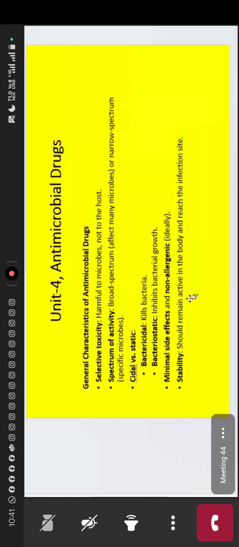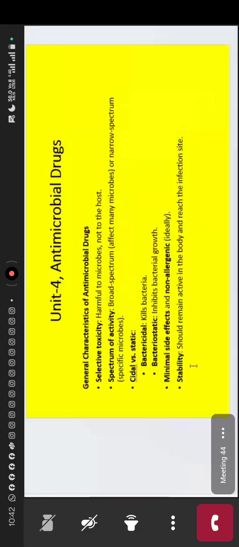For example, if a person is infected with Mycobacterium tuberculosis and the person has TB, if you give them a bactericidal drug, the Mycobacterium tuberculosis will be killed by the bactericidal agent. But if you prescribe a bacteriostatic drug to that patient, it means the bacteria is not killed, but it will not grow further. It inhibits the growth only, right? So we have two terms, static and cidal. Static means it stops the growth, and cidal means it kills the bacteria. Okay.